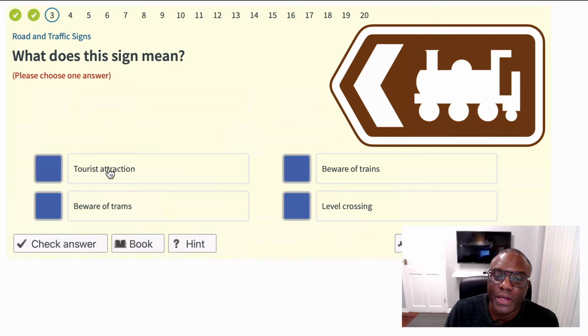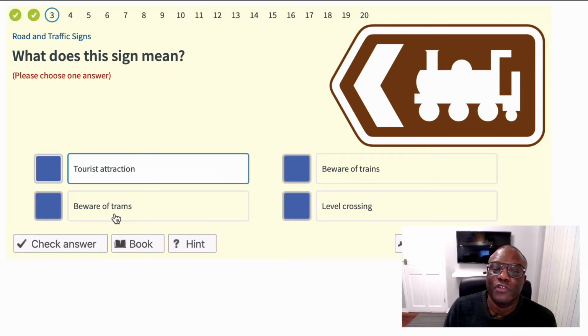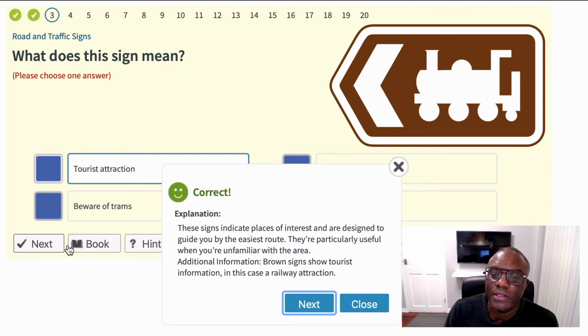And that's the first one out. Again, still check the other answers just in case. Beware of trains, no. Beware of trams, no. Level crossing, no. So again, check answer.